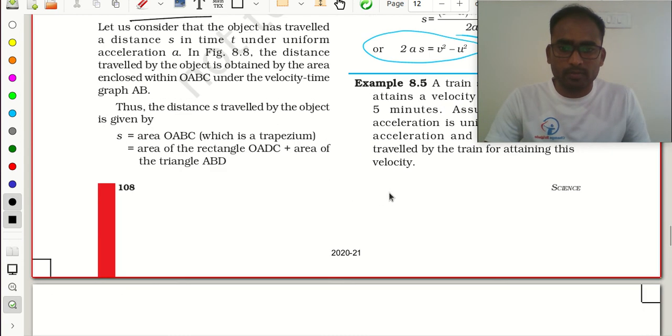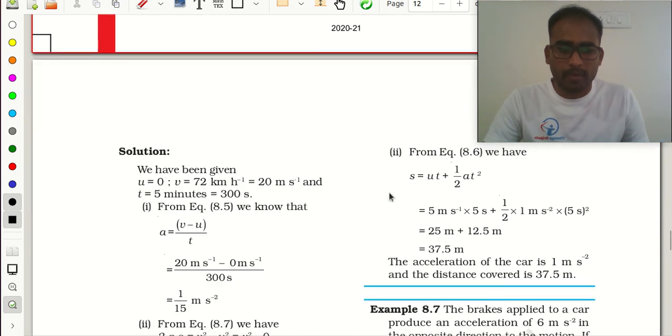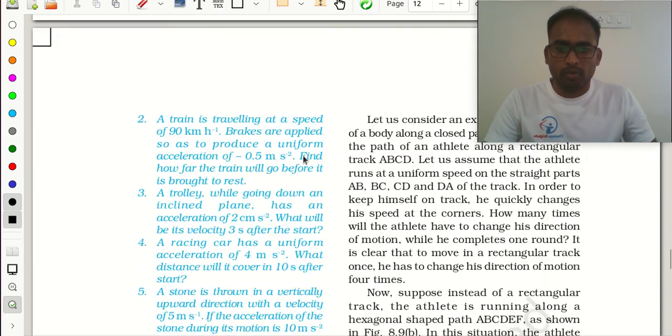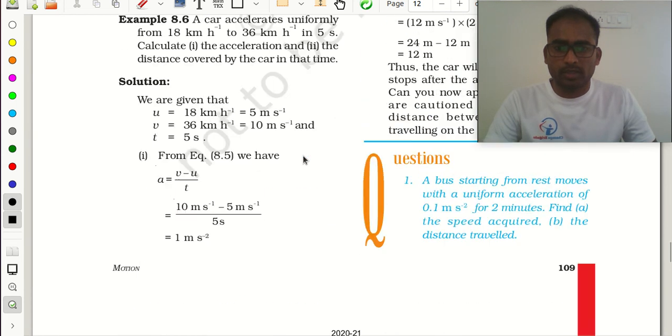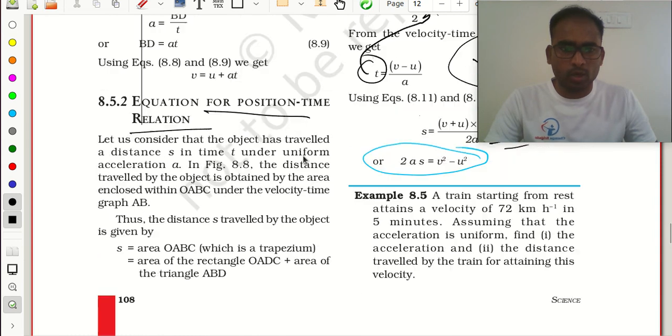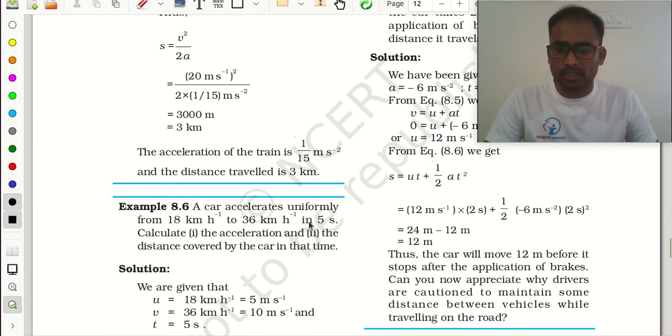Clear? Understood now? Everyone? Okay. Now we will do some example problems. You solve these example problems as homework, and otherwise I can discuss any one example problem.